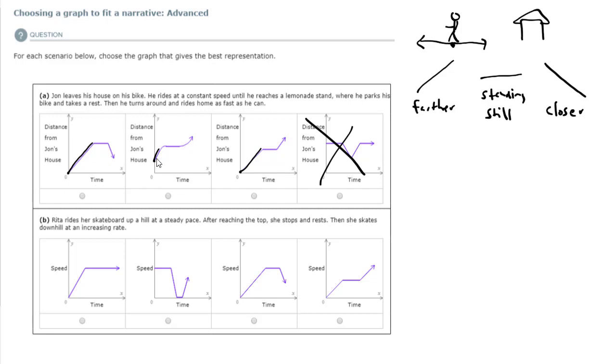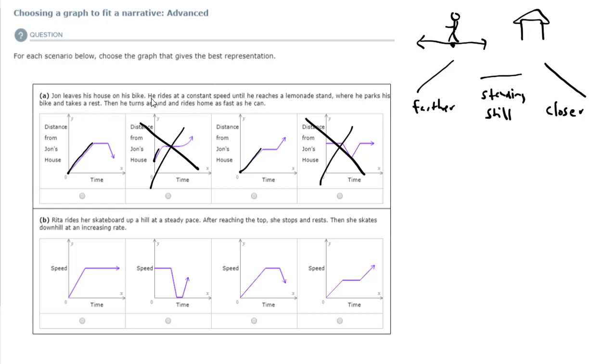But one thing you might notice is that it says that he left his house. If you leave your house, that means that you actually started at the house. So your starting point is going to be at 0. And if I look at these 2 graphs, I notice that these 2 graphs here have a starting point of 0. This one starts off a little bit higher than 0. So actually I could eliminate this graph too, because it's saying that he left his house. So that means it has to be either this one or this one.